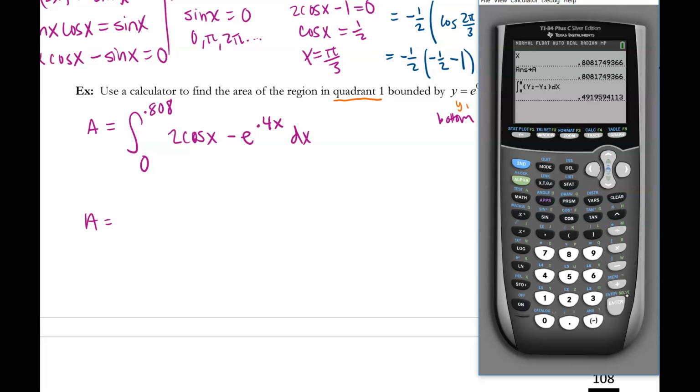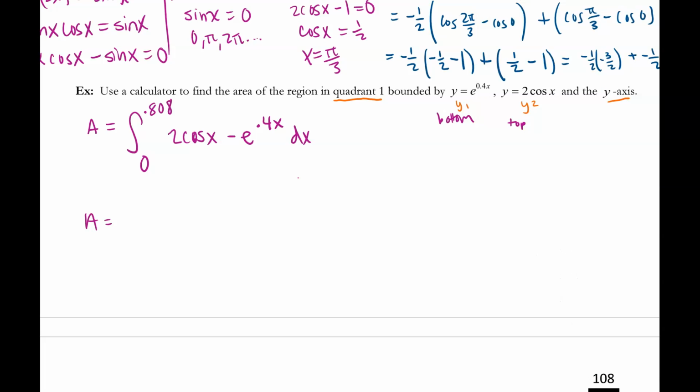0.491959 and so on. We want to take that out to at least 3 decimal places. 0.492. All right, and that's the area.